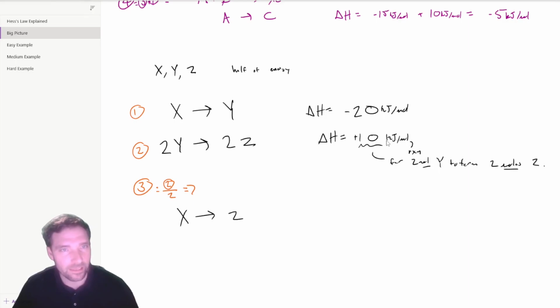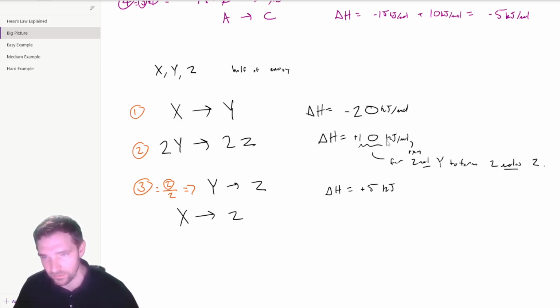And so if we look at that, then we can rewrite line 2. That's going to be now Y going to form Z, and its change in H value now is going to be half of what it was. So instead of positive 10, this is positive 5 kilojoules per mole of that reaction.